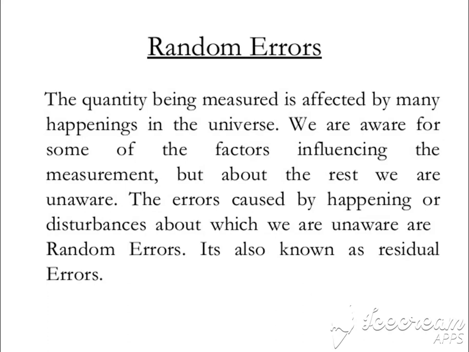Then we have random errors. Now, the quantity being measured is affected by many happenings in the universe. We are aware of some, but we are unaware of many others. So, the errors caused by happenings about which we are unaware are called random errors. They are also known as residual errors.